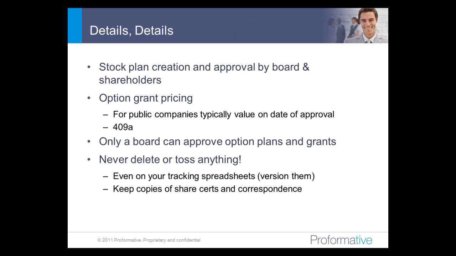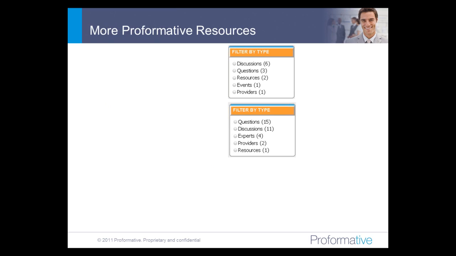And never delete or toss anything. People really care about the shares that they own, and you don't want to have option documentation go missing, or preferred stock sale documents, etc. Just be very careful about tracking them. And even when it comes to tracking via spreadsheets, don't throw out your old spreadsheets. Just version your spreadsheets every time you make a change, so you can always go back through history and see what happened when.